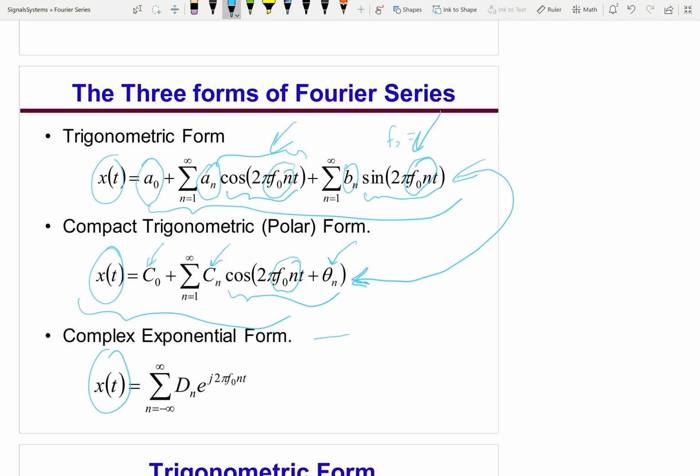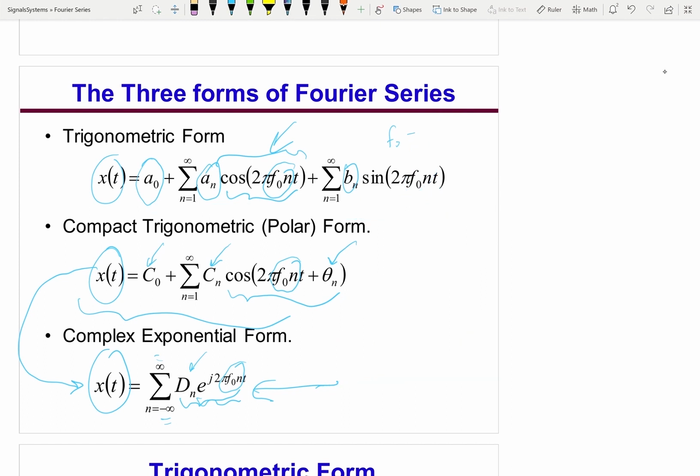So again, the same signal x of t can be expressed as a linear sum of Dn, which has a magnitude and phase, and this exponential. And these are different harmonics, n f0. Here n goes from minus infinity to infinity. And if I have this form, I can get the compact form, and I can also get the trigonometric form.